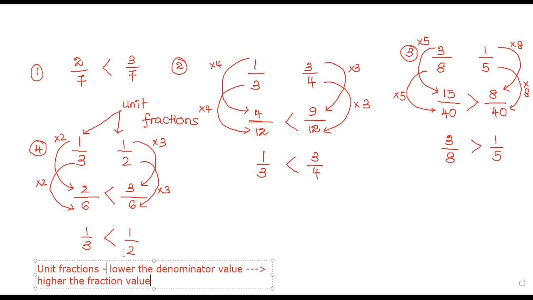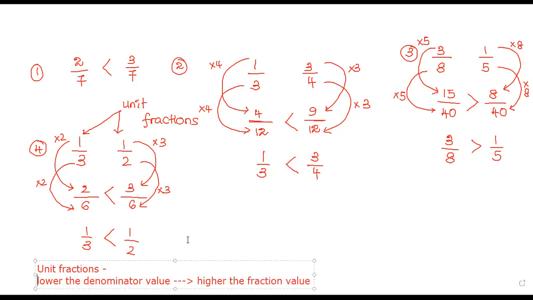So if they are unit fractions, then you don't want to do the conversions and all. Straight away, you can get that the lower the denominator value, the higher the fraction value. Here, when you compare the denominators 3 and 2, the 2 is the lower denominator, so the overall fraction has the higher value. So if there are unit fractions, lower the denominator, higher the fraction value. Those are the things we should know before moving to that earlier question.